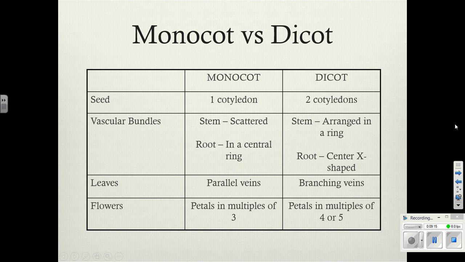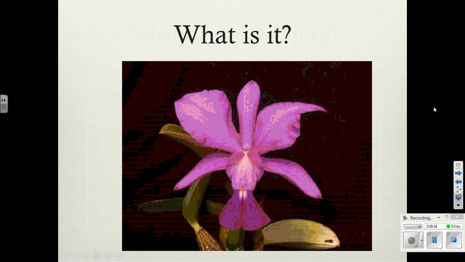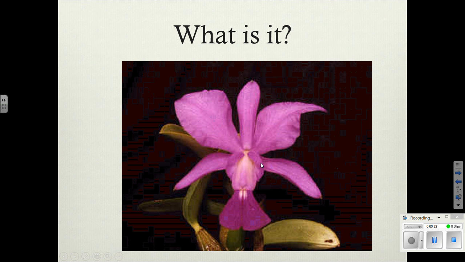So here's the chart showing the difference between monocots and dicots. Just make sure that you fill in your chart in your notes. And just be careful here on the vascular bundles. They're a little bit different, stem versus root. And here's some practice. So which one is this, a monocot or a dicot? If you count 1, 2, 3, 4, 5, 6, it's got 6 petals. That makes it a monocot.